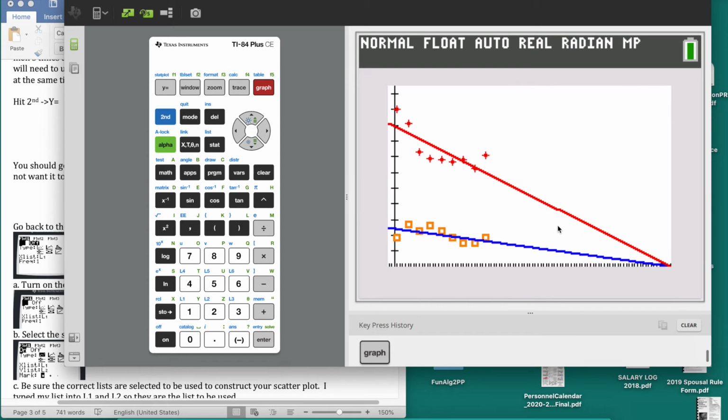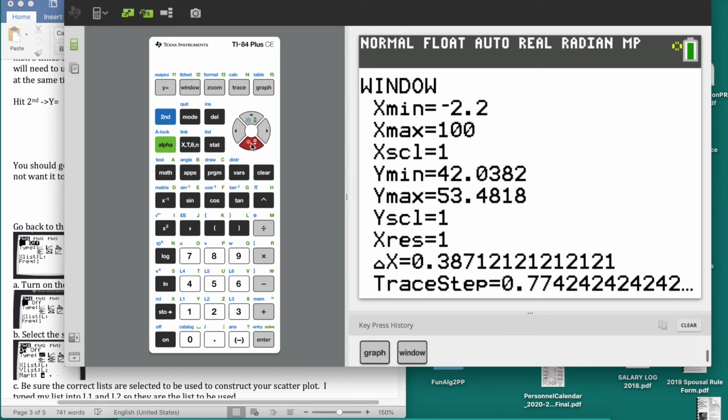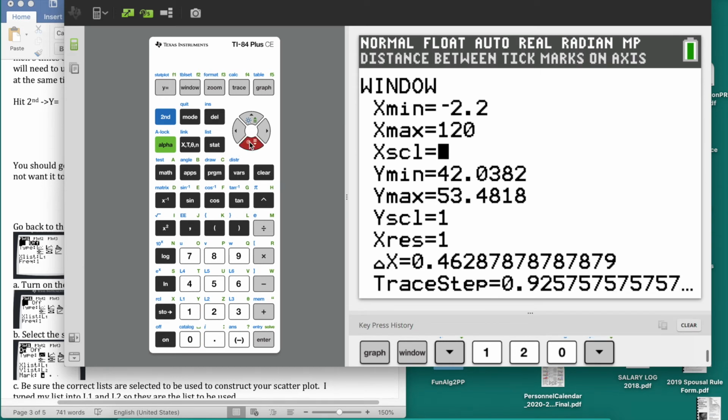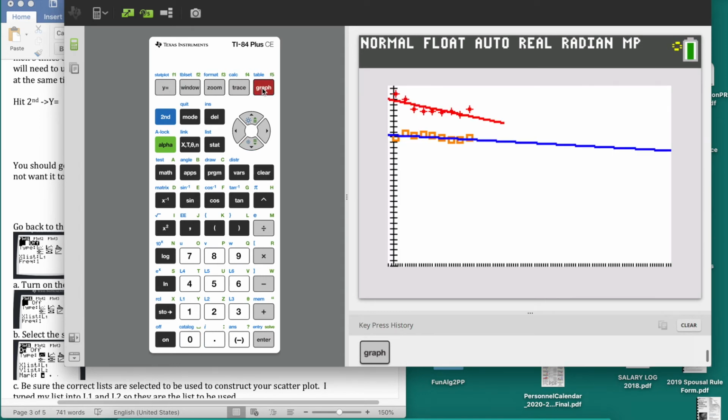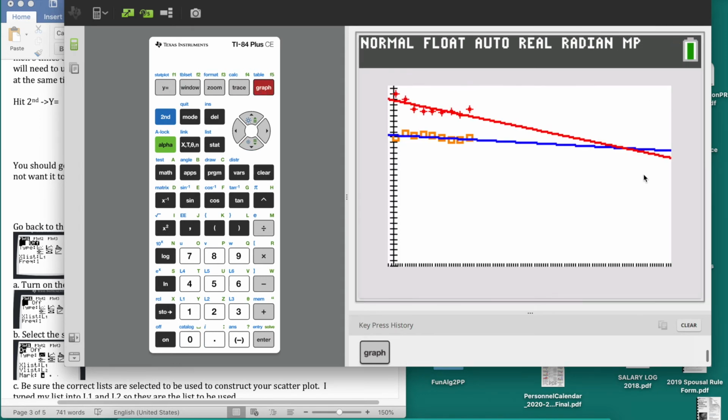So I'm going to zoom one more time, try and get a little more space there. I'm actually going to move my Y down a little bit too. Let's make this 120. Okay, the Y min was 42. Let's make the Y min 20 and see what it looks like. All right, so now we see the point of intersection.